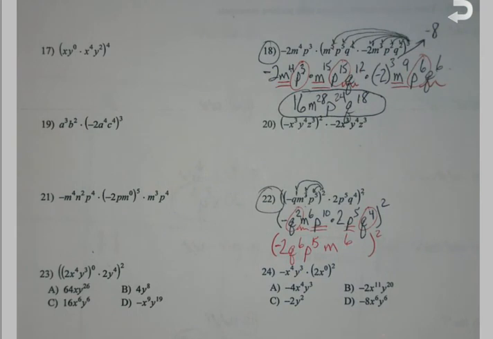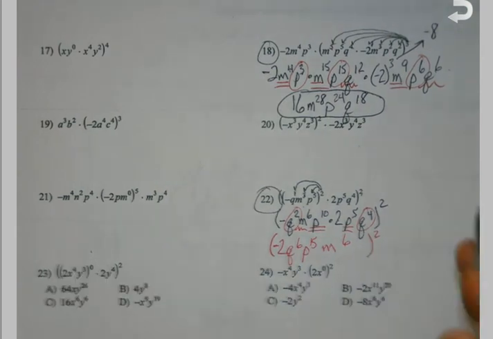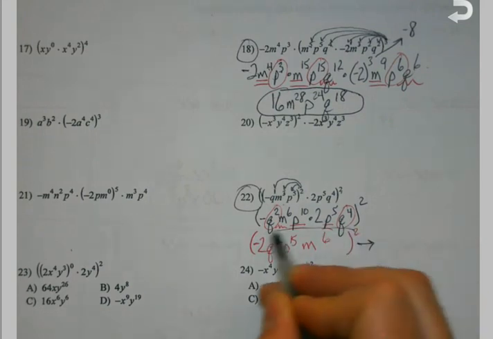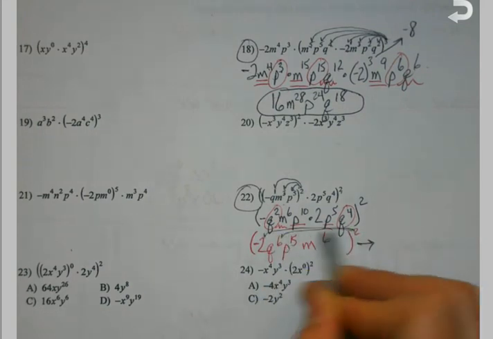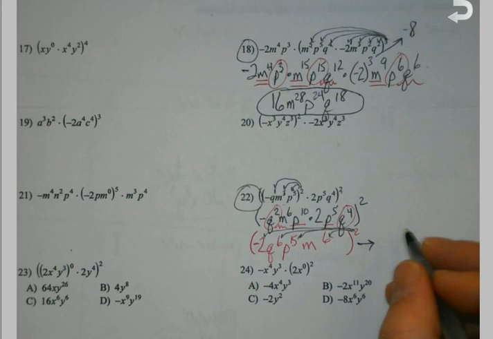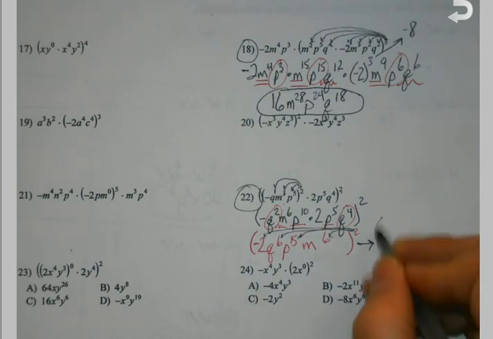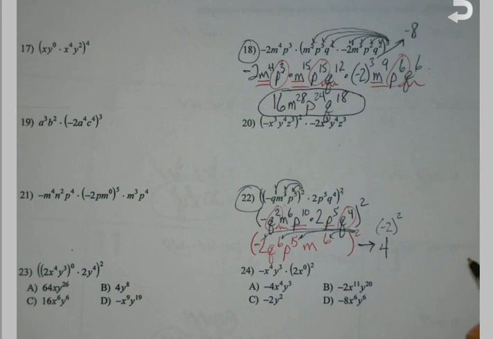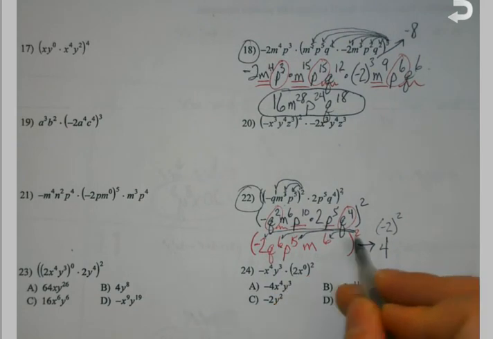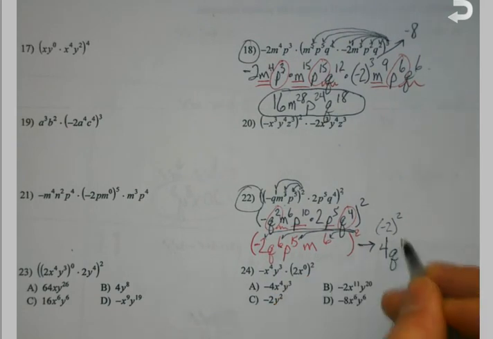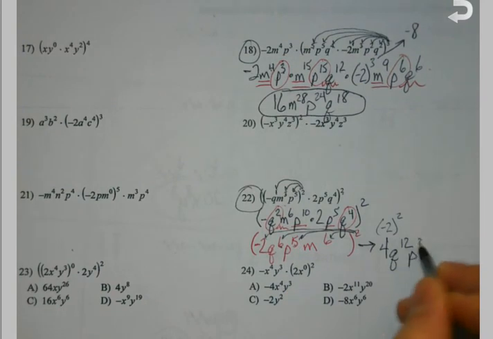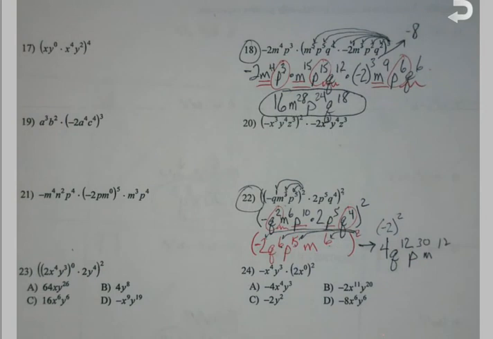And once I've done that, my last step, and yes, it is the last one, this will not go on forever, is to take that 2 and multiply your exponents. So here I've got negative 2 squared, which is 4. 6 times 2 is Q to the 12th. 15 times 2 is P to the 30th. And 6 times 2 is 12.